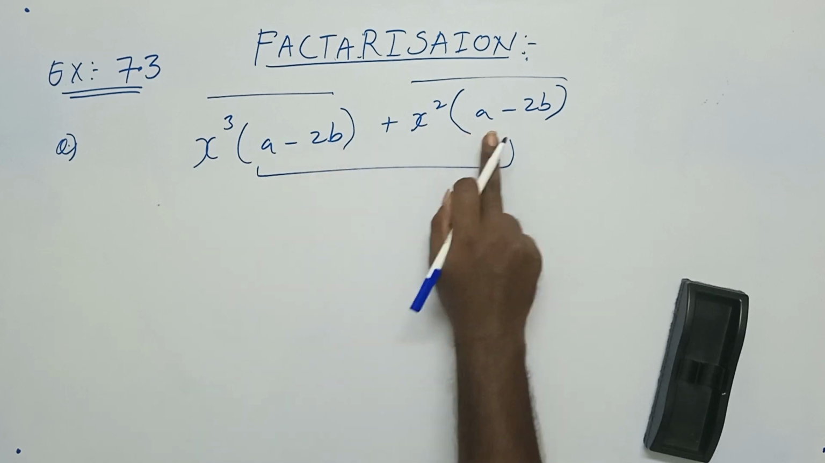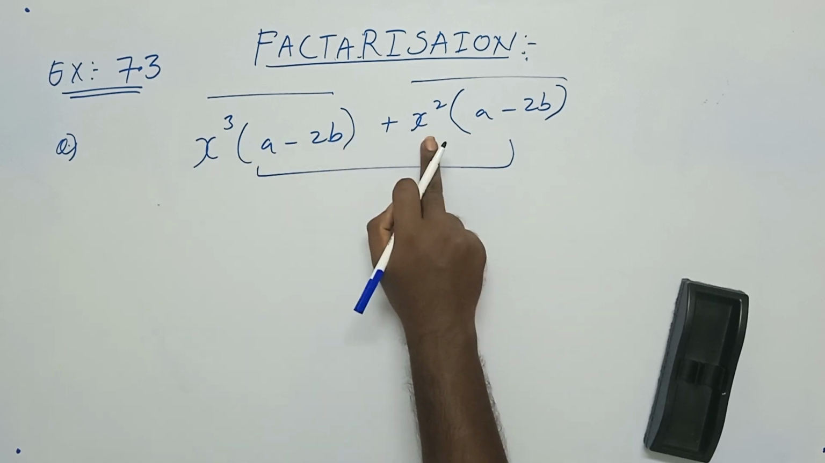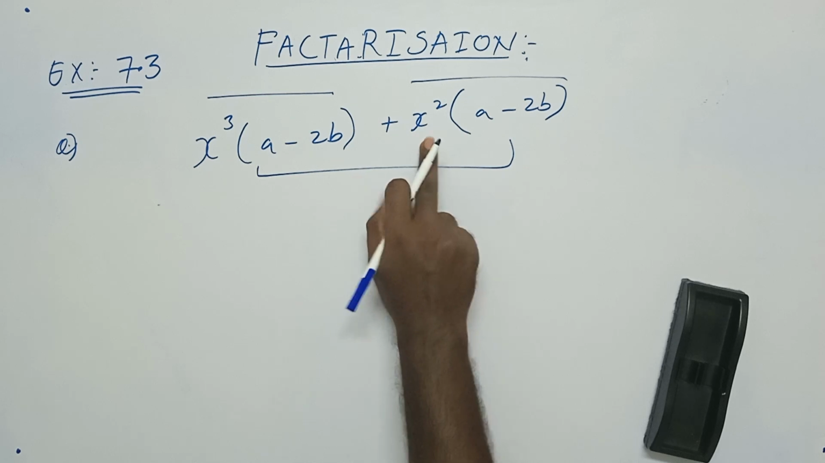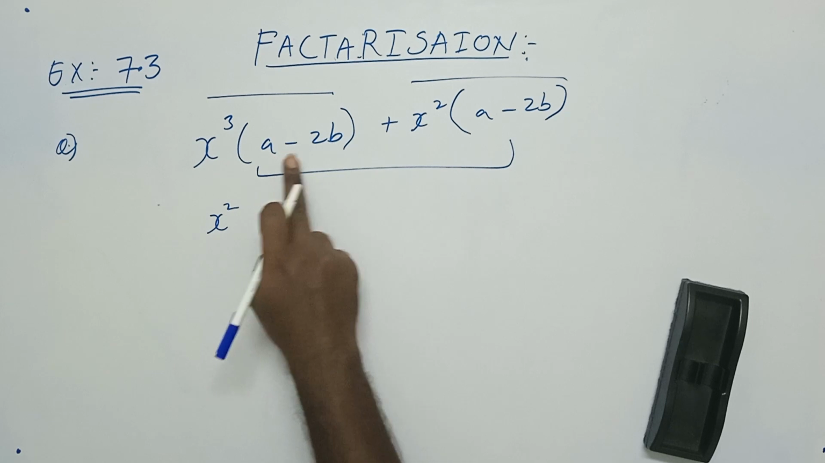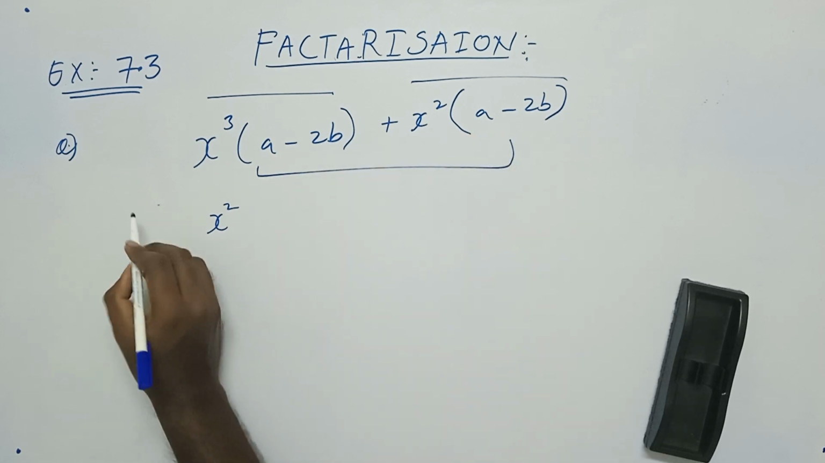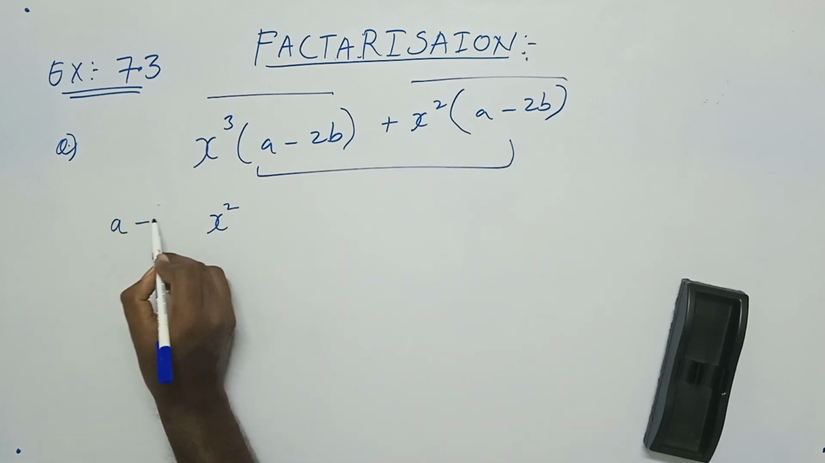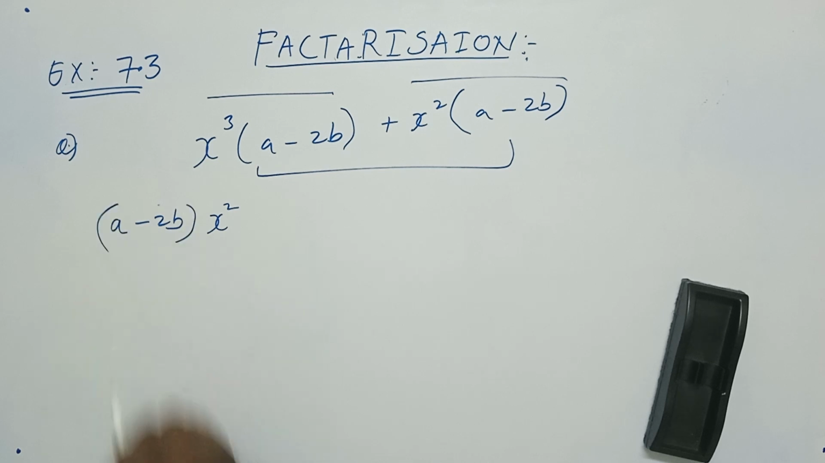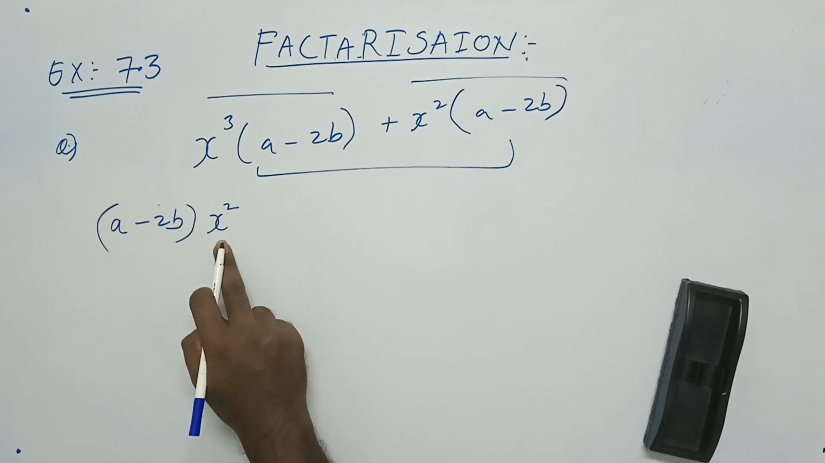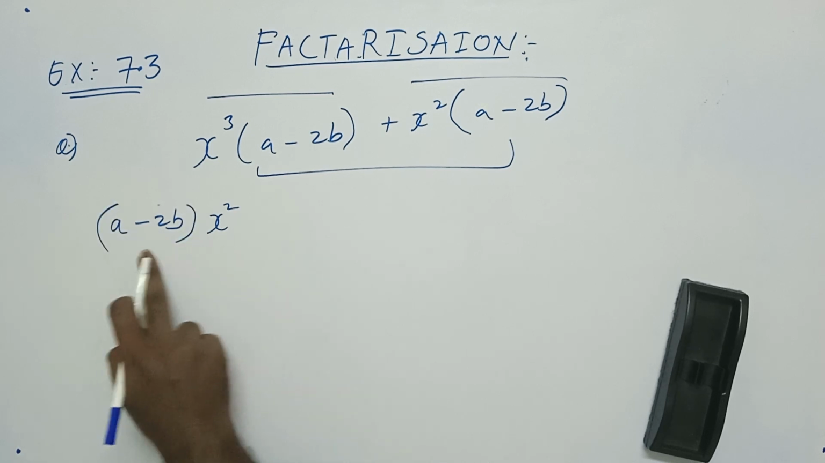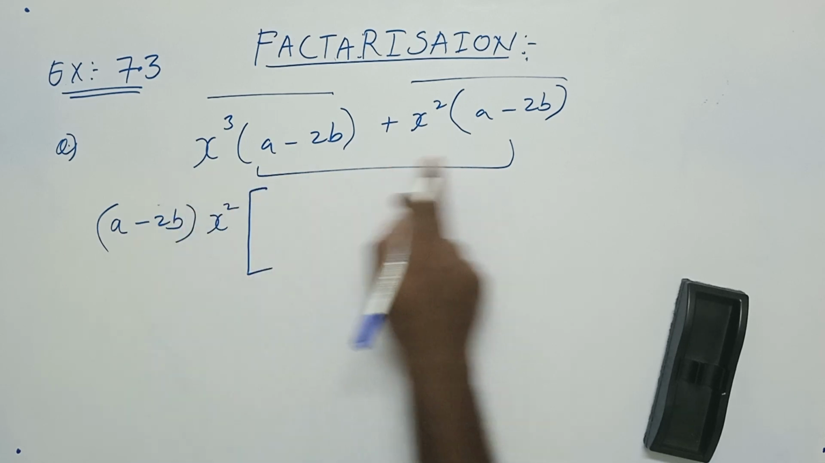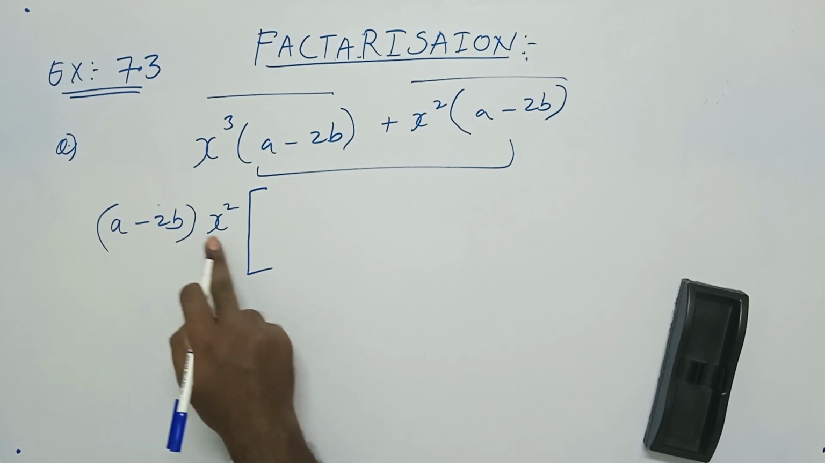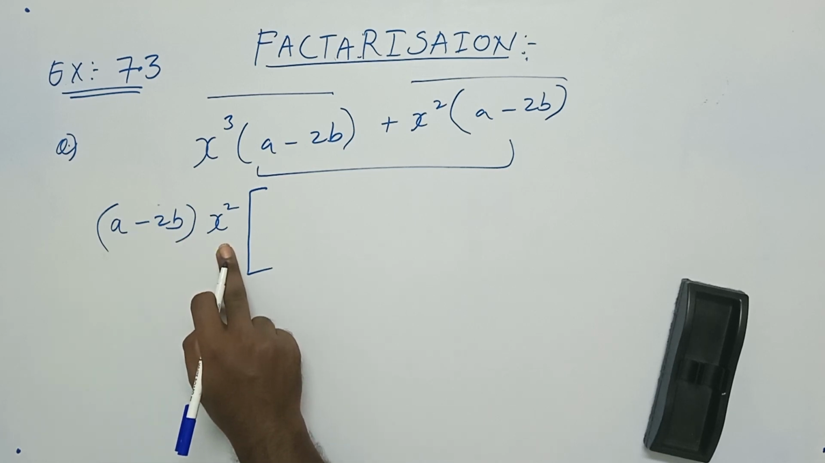A minus 2b, here you have x cube and here you have x square. So x square will be common, and a minus 2b will be common. So a minus 2b times x square is the value that we have taken common. Now we are going to divide the whole expression by a minus 2b into x square, right?